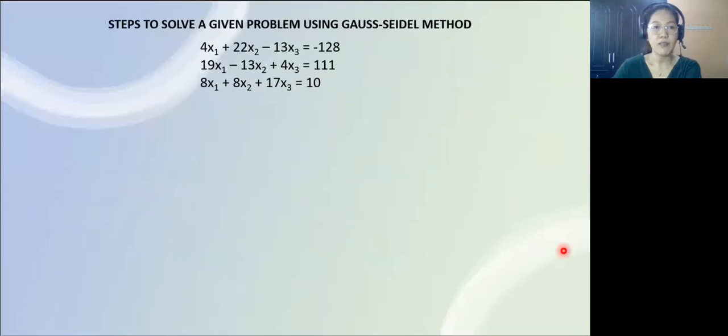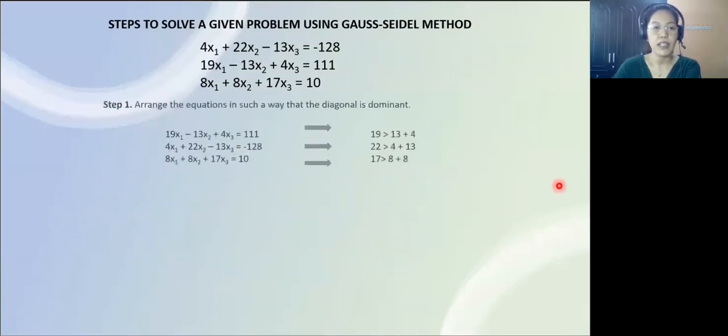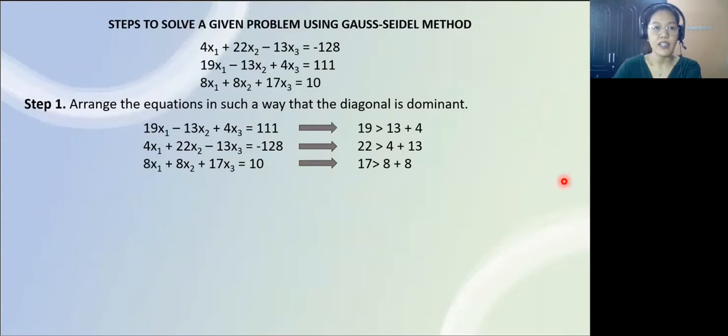So here are the steps to solve a given problem using the Gauss-Seidel method. Using the following equations, step number 1 is to arrange the equations in such a way that the diagonal is dominant, which means that for each equation, the diagonal element must be larger than or equal to the sum of the non-diagonal elements, regardless of the sign. With that, this will be our equation 1, equation 2, and equation 3.